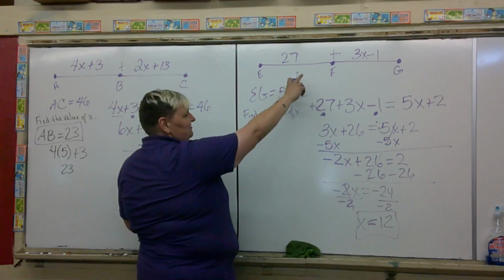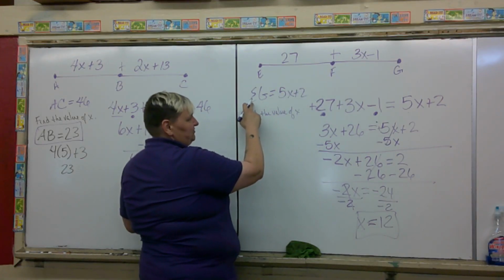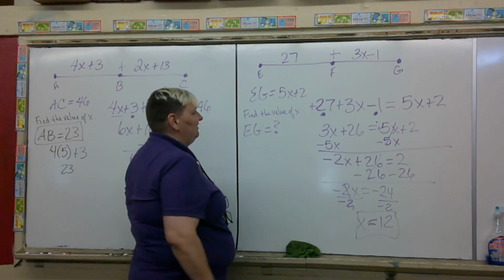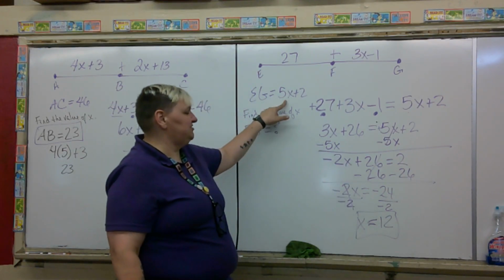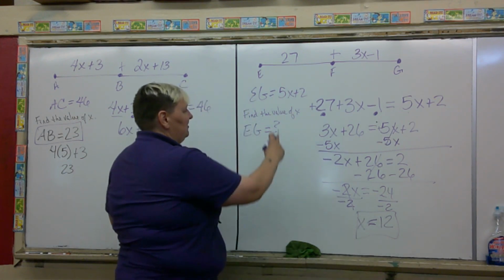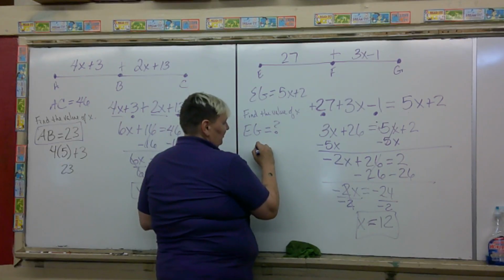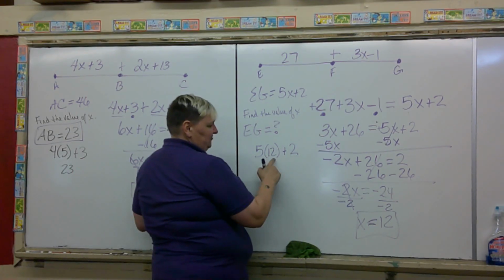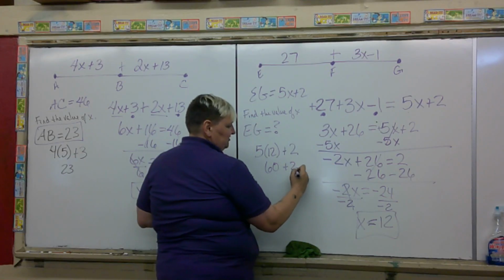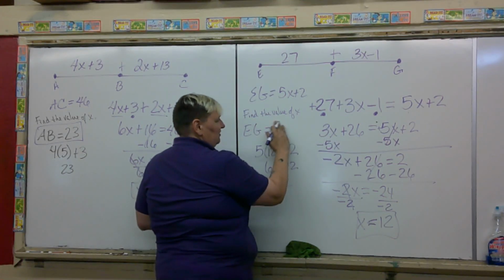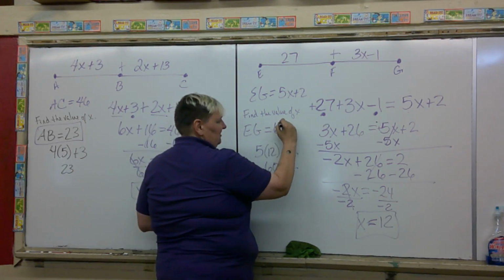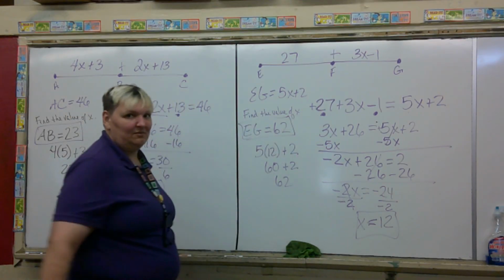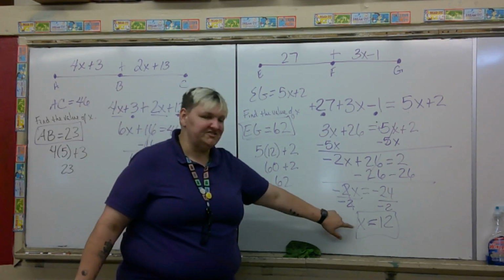But if they asked for something else, suppose they asked for the distance between E and G. If they ask for E and G, then you have to plug it in. You have to substitute the x for the value and solve. So instead of 5x plus 2, we're going to put 5 times 12 plus 2. 5 times 12 is 60 plus 2, which is 62. So the distance between E and G is 62. If it asks for this, you have to make that extra step. If it asks for the value of x, you're done here.